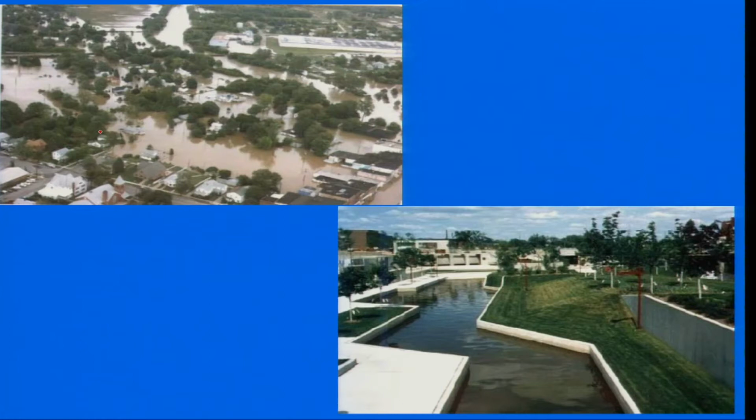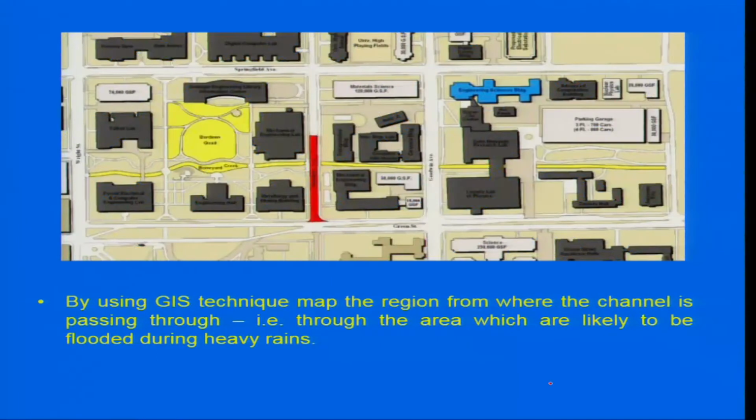This is again an example which shows the channelization of the river, which you can see here and here, after the flow has been channelized. Even one can generate GIS maps to find out which areas are low lying areas, and then come up with the flood hazard maps.